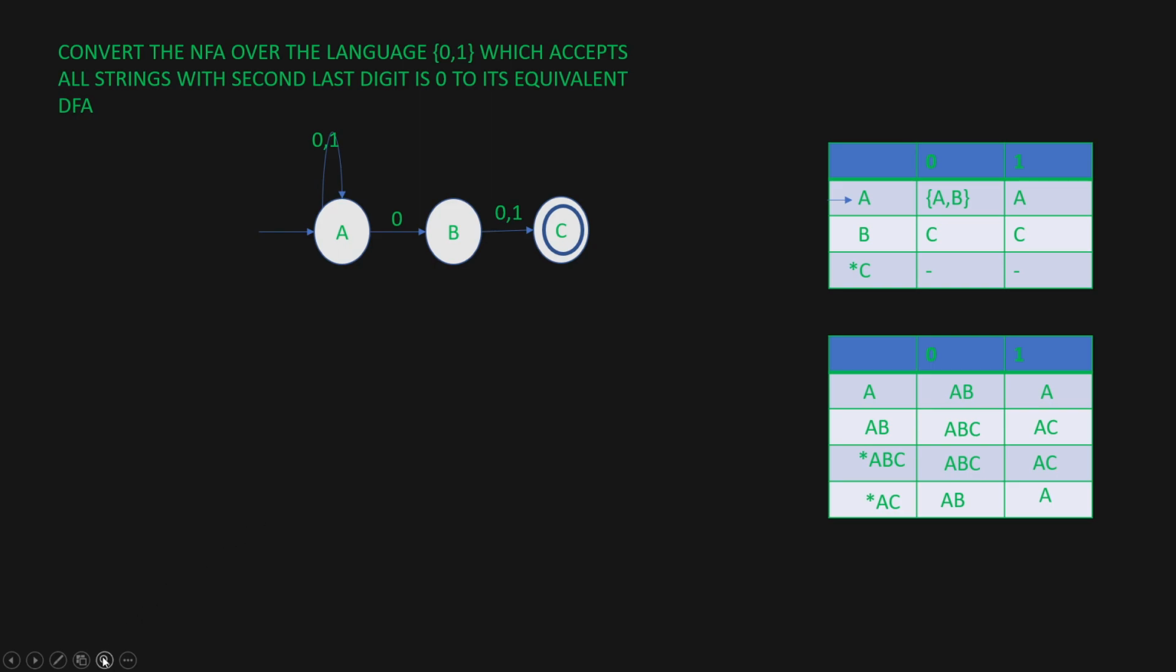Now what we'll do is we'll draw the DFA. So let's use green color. Alright, so this is our DFA transition table. This is our starting state, correct?